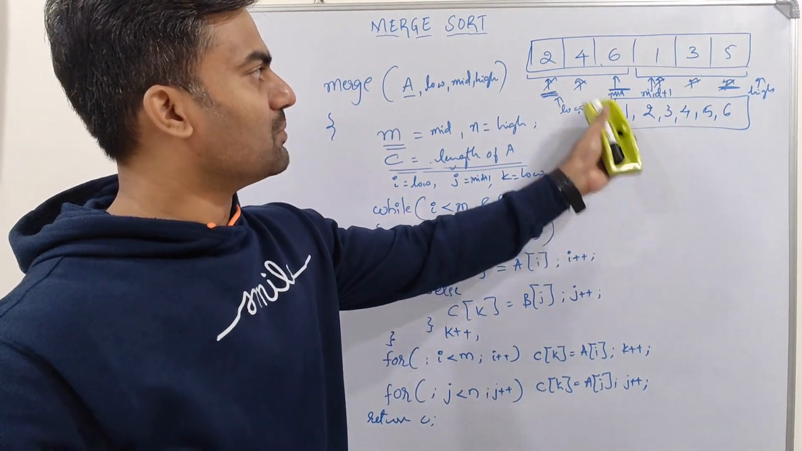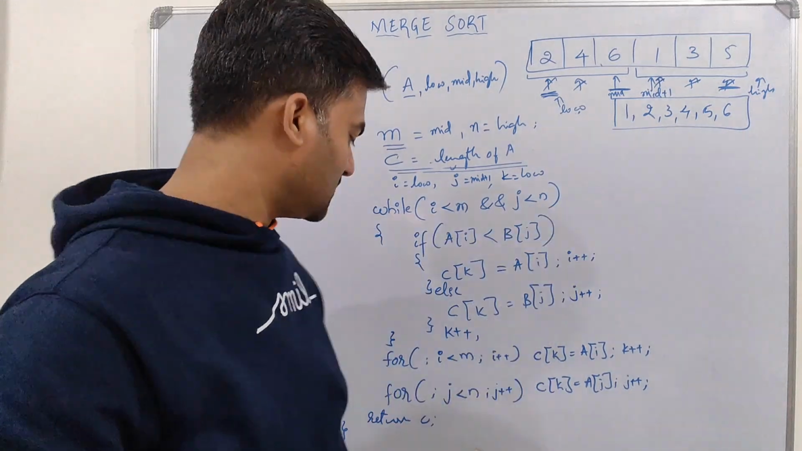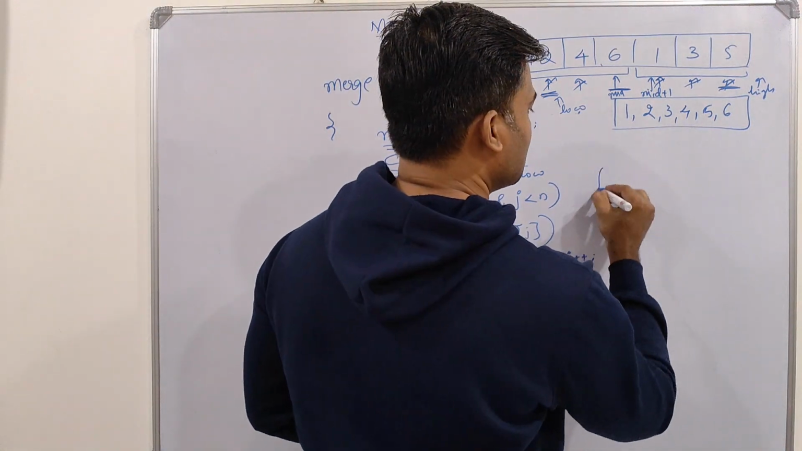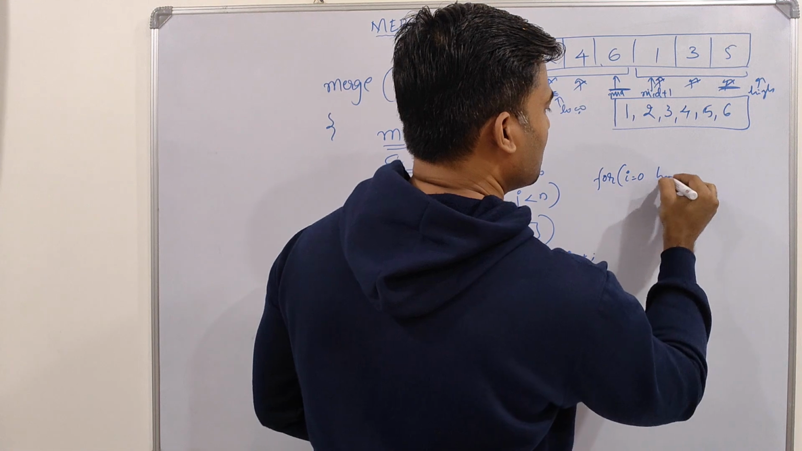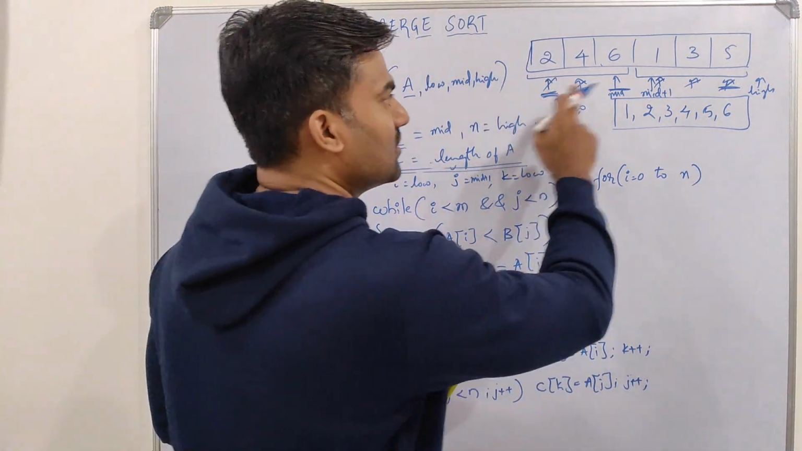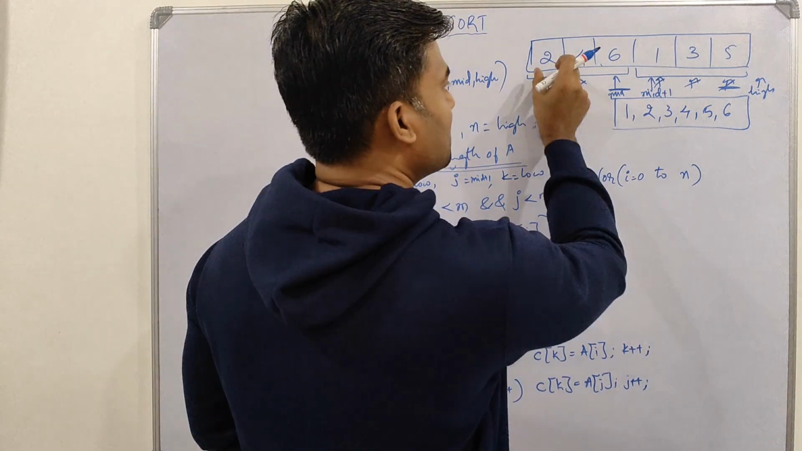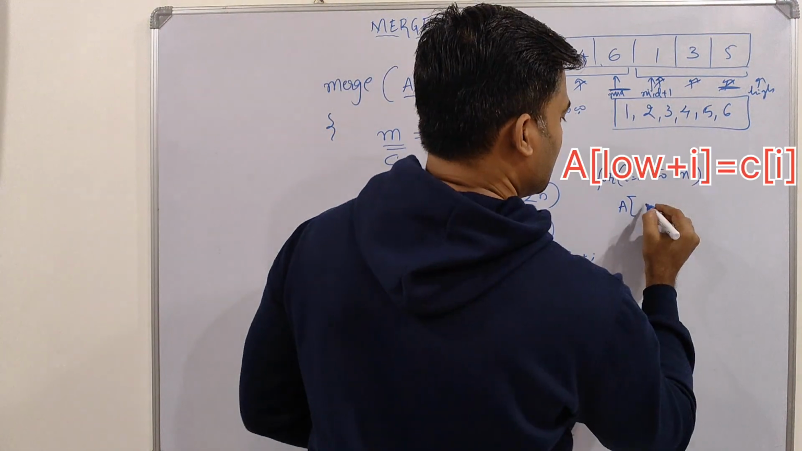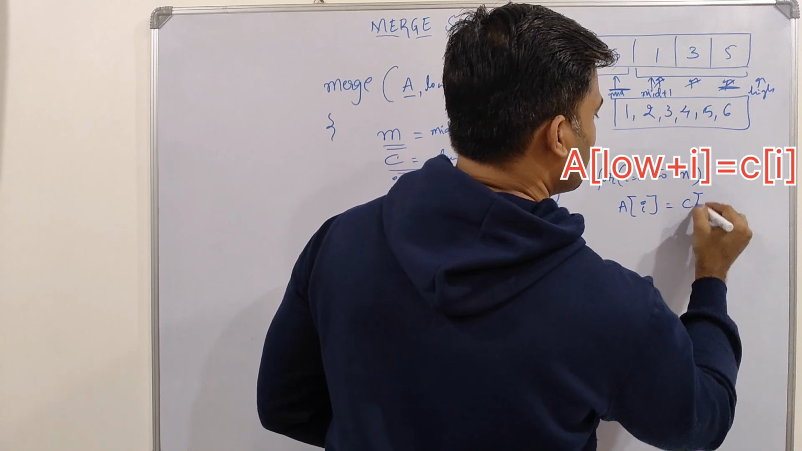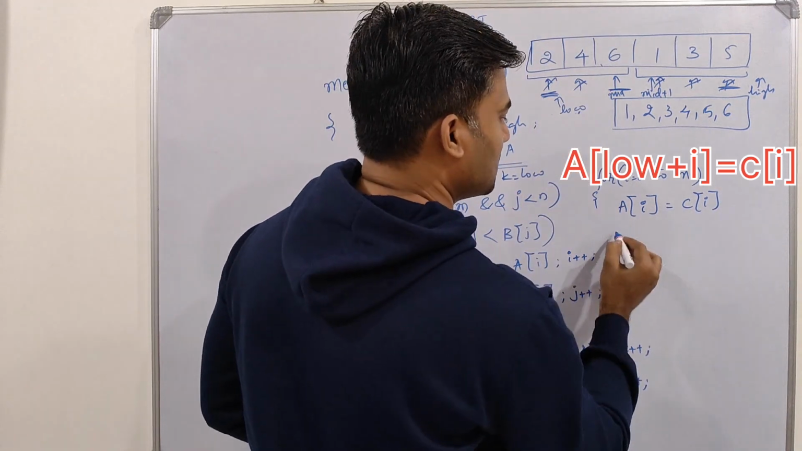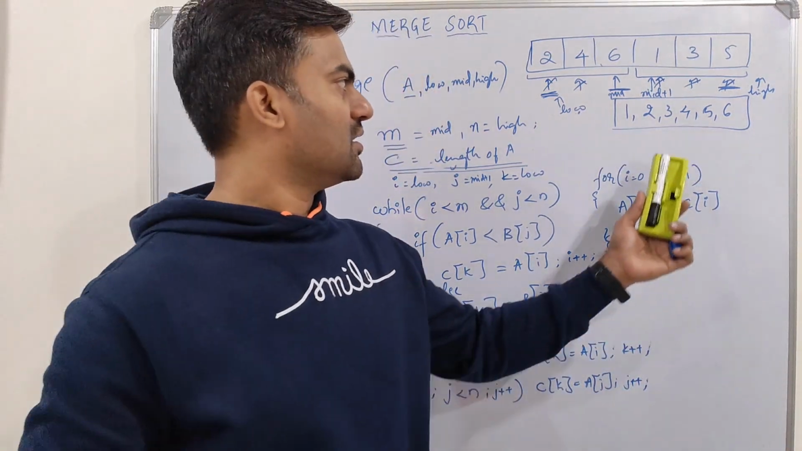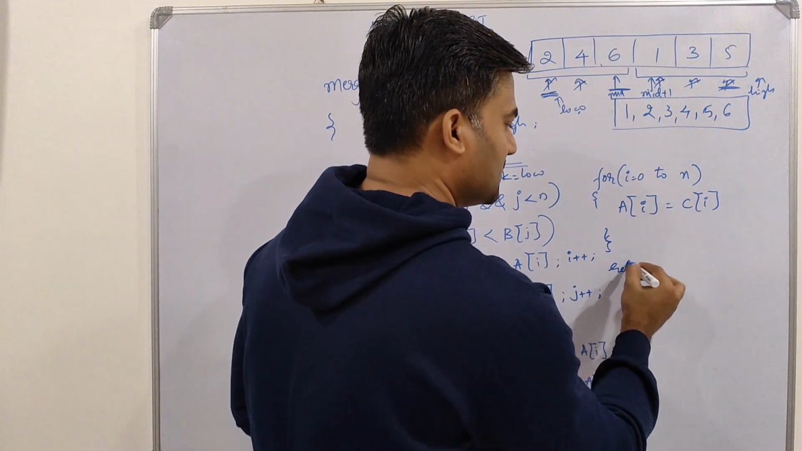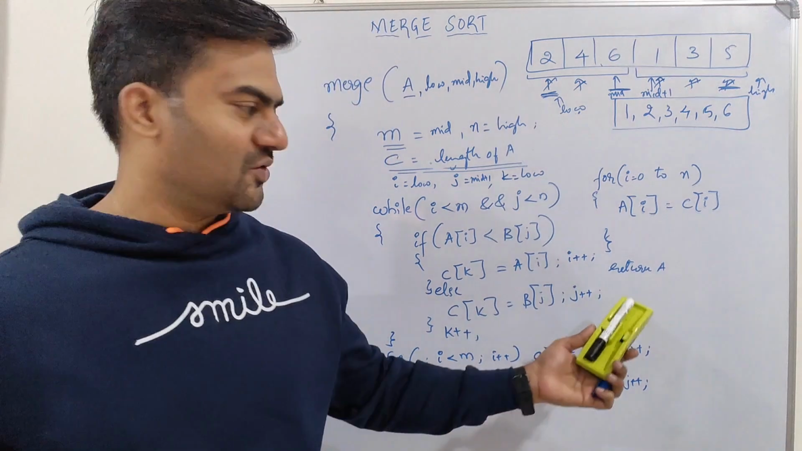Now we want to replace our original array with these elements. So instead of returning C, maybe I will write it here. I will start with for I equal to 0 to n. I have to move these elements into my array. So A of I equals C of I. If I do this, it will replace the elements in my original array. So finally I can simply return A, or even, we really don't need to return A.